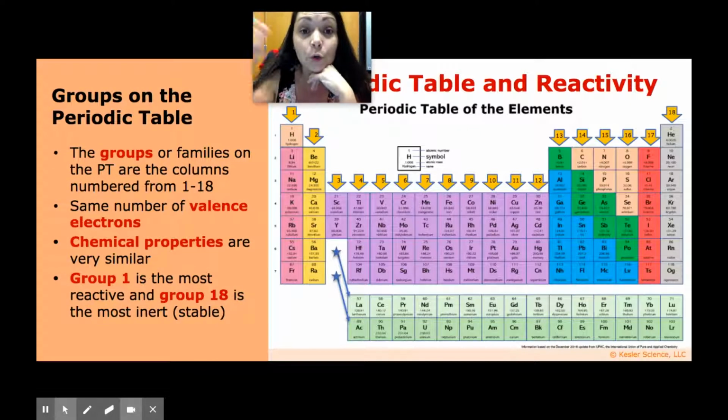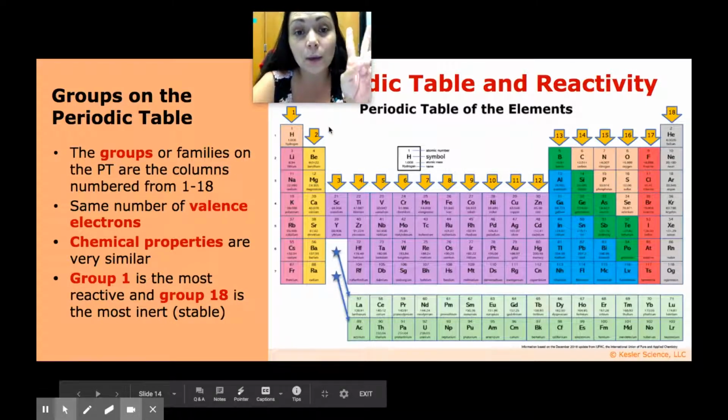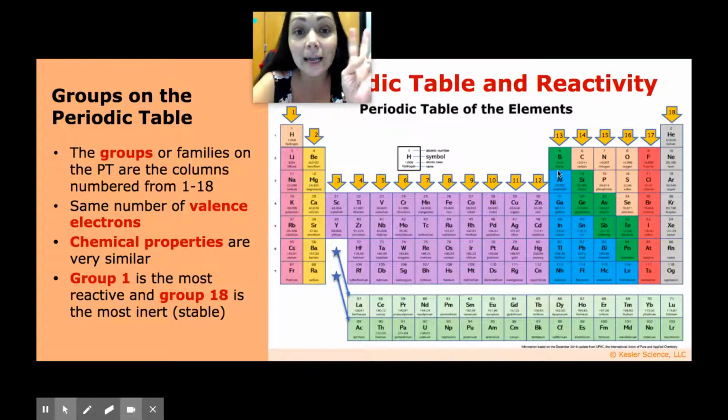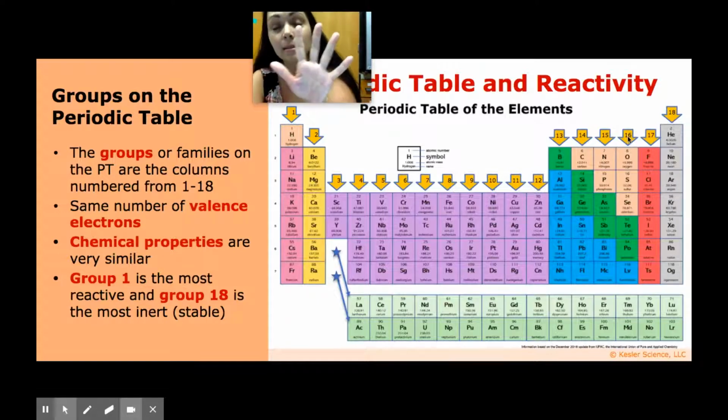Versus columns or groups or families have the same number of valence electrons. So column 1 has 1 valence. Column 2 has 2 valence. These don't count for the rule. 13 has 3. 14 has 4. 15 has 5 valence. Then 6 valence. 17 has 7 valence. And 18, noble gases, has 8 valence.